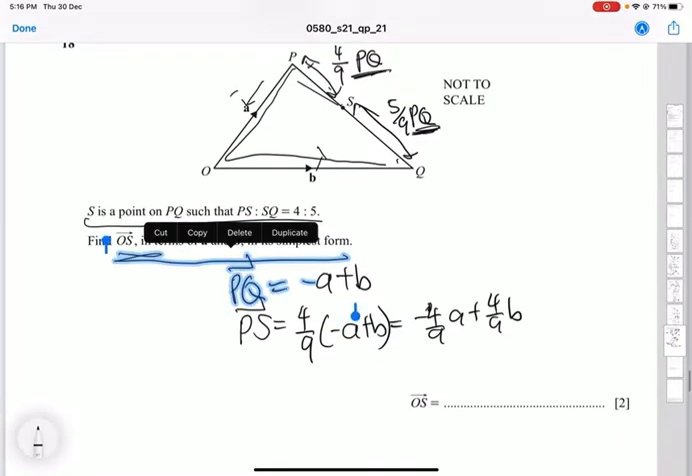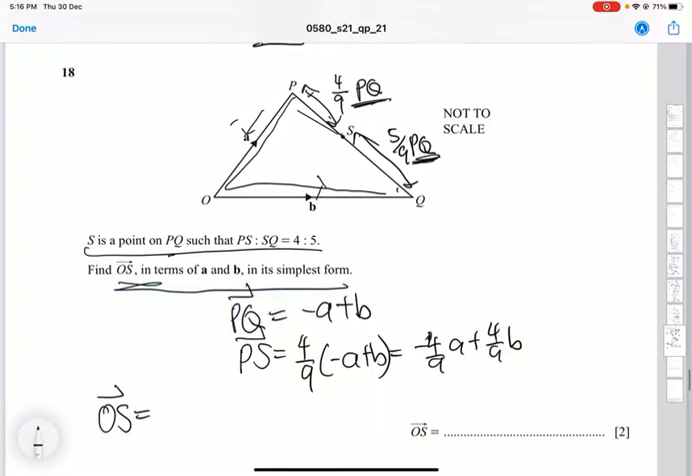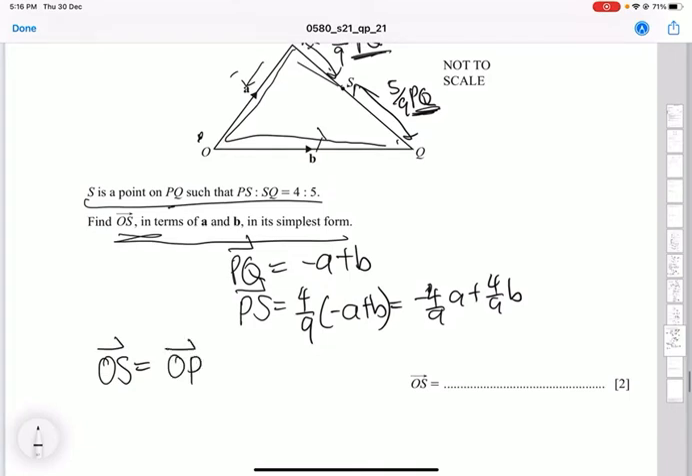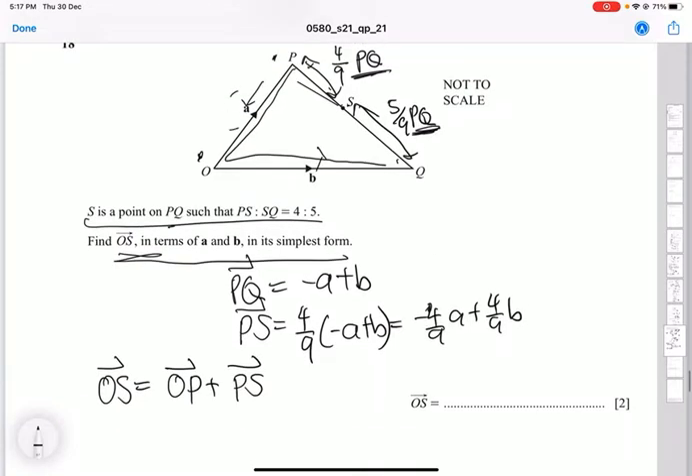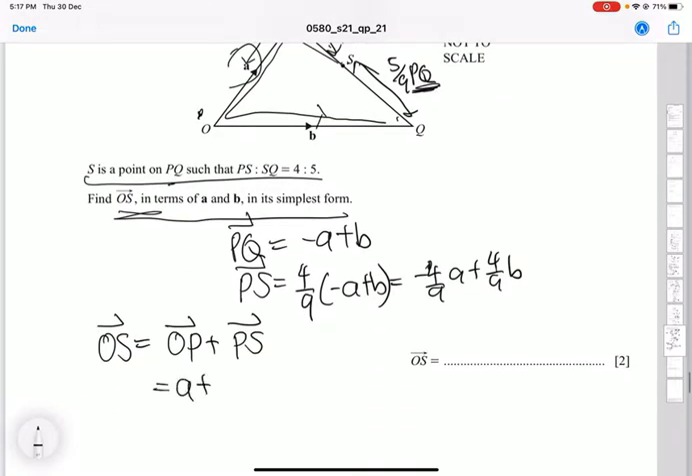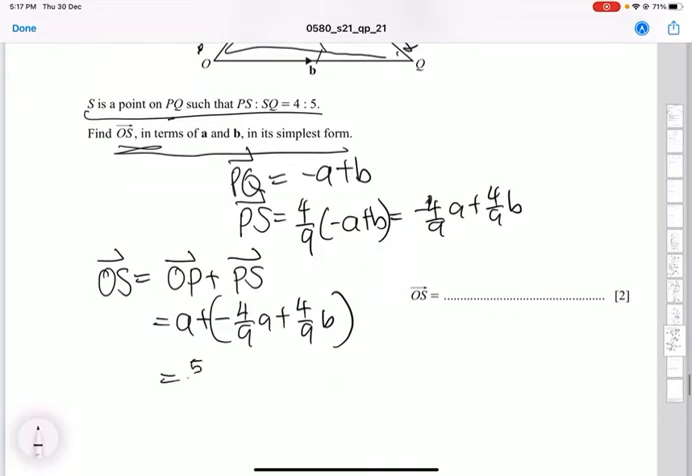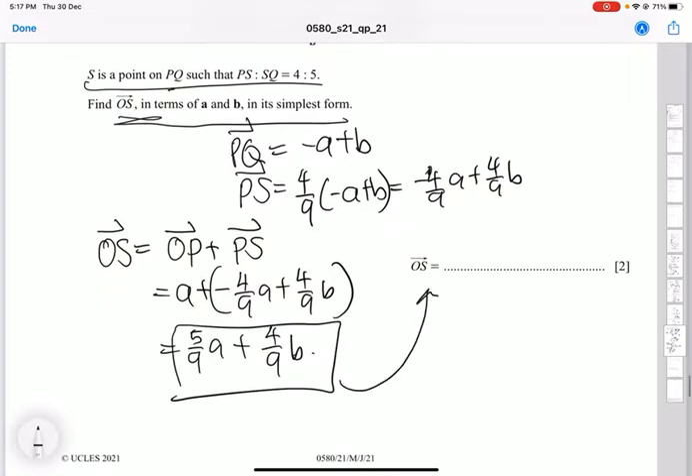Now you need to find OS. OS is going from the origin to P, and then finally to S. So it's OP plus PS. OP is A, as we've seen here already. So simply A plus the PS that we had, that's minus 4 on 9A plus 4 on 9B. Simplify, you get 5 on 9A plus 4 on 9B. So that's your answer, and that's the correct answer.